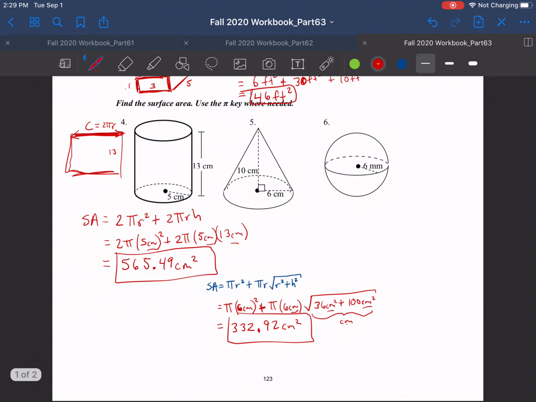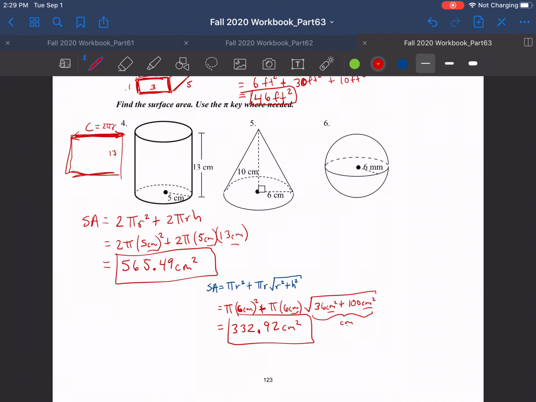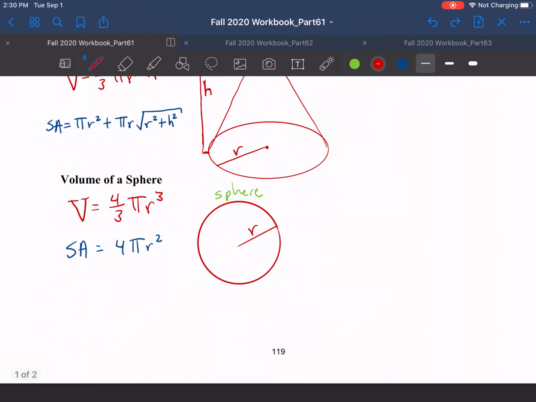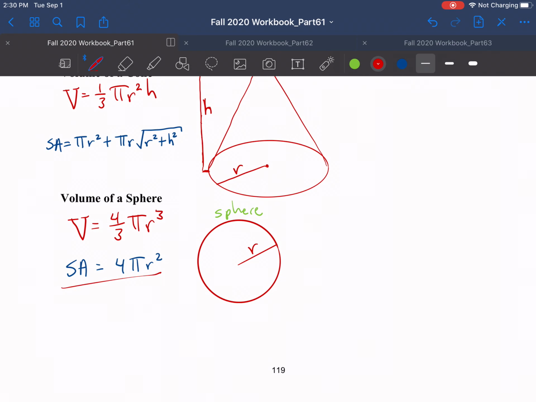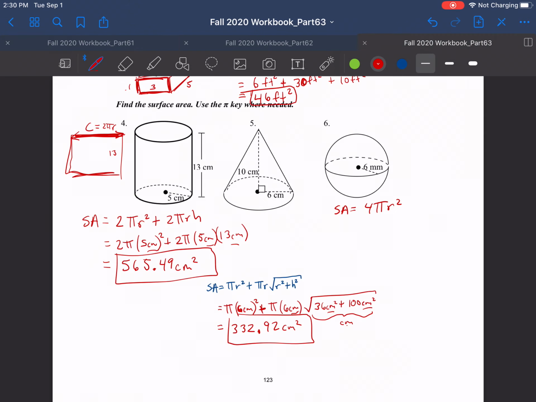And so the last one we have to do for these surface areas is the surface area of this sphere. And the surface area of the sphere is 4 pi r squared. If you go back over here, we had it right there, 4 pi r squared. And so now we just need to plug that in. 4 times pi times 6 millimeters squared. And so 6 squared is 36 times 4 and times pi on our calculators gives us 452.389, which becomes 452.39, and then millimeters squared.